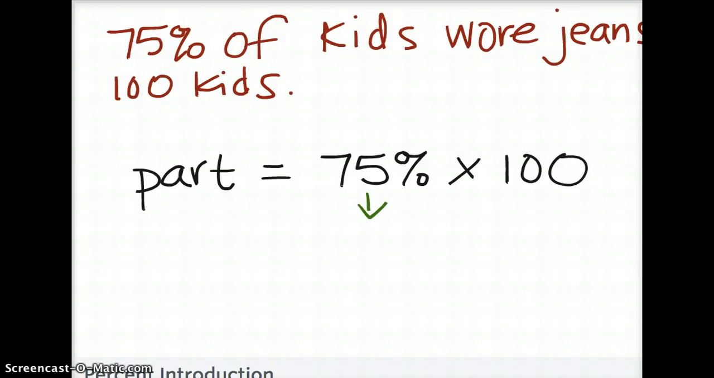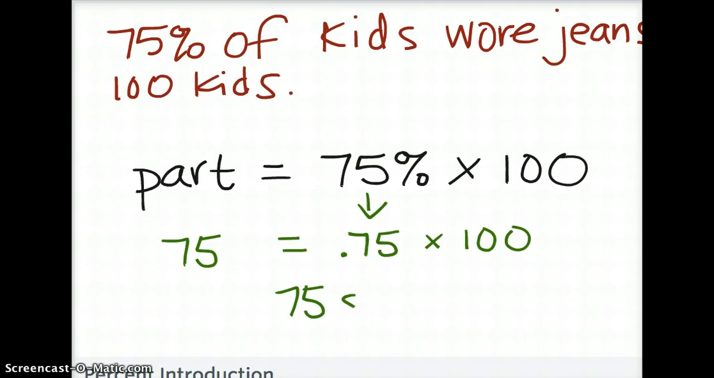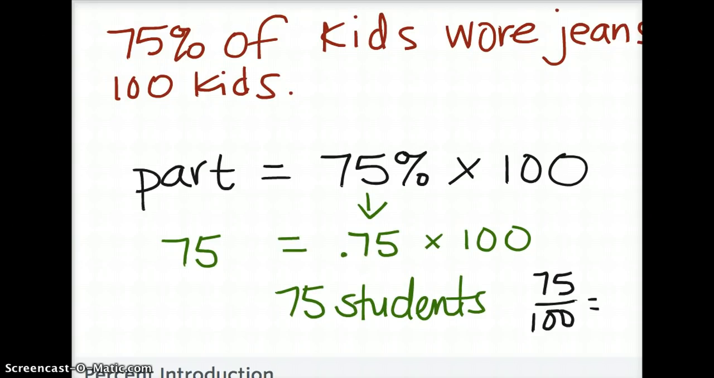Well, one way to do that is to change this to a decimal. So I can say that's the same as 0.75 times 100. Now, if I work that out, 0.75 times 100 is actually 75. So my answer is 75 students wore jeans. Now, I can always test that. If I had 75 students out of 100, is that 75%? Well, yeah, it is. 75 out of 100 is 75%.